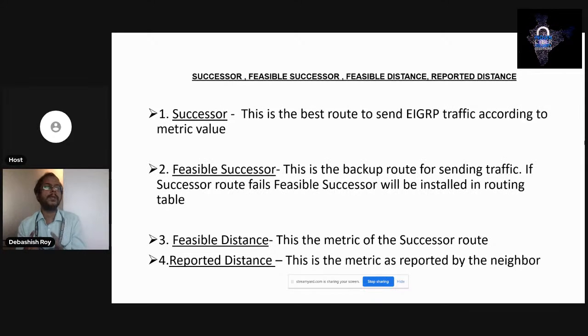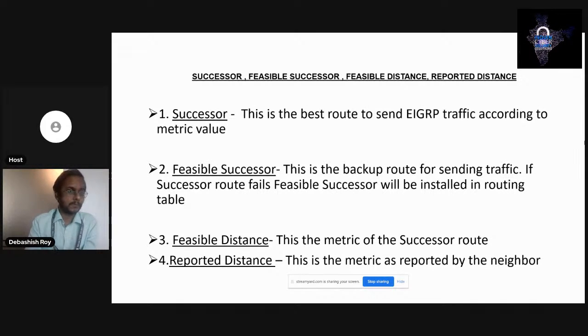Now, before going to the load balancing, the variance configuration, we need to first understand these concepts. Otherwise, we cannot do the load balancing. These are very important concepts like successor, feasible successor, feasible distance, and reported distance. These 4 terms are very important.